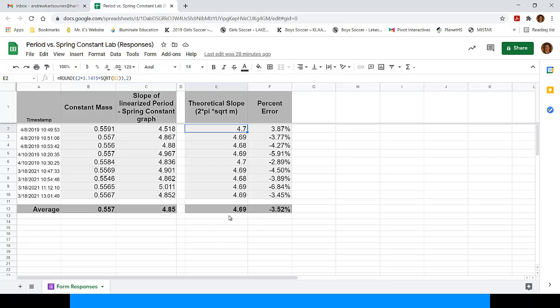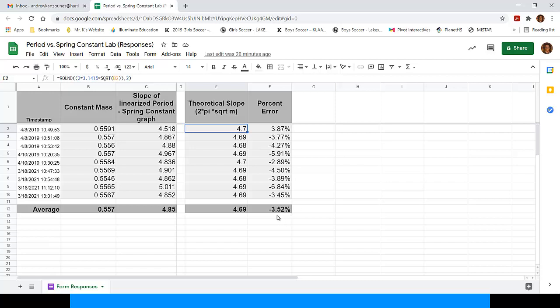Okay, theoretically, our slope should be on average about 4.69, like I said earlier, using the 0.557 and calculating it. Right? Our actual slope in lab is about 4.85, which is pretty darn close, right? 3.5%. It's not as small as some labs we've done, but it's certainly a small percent error.